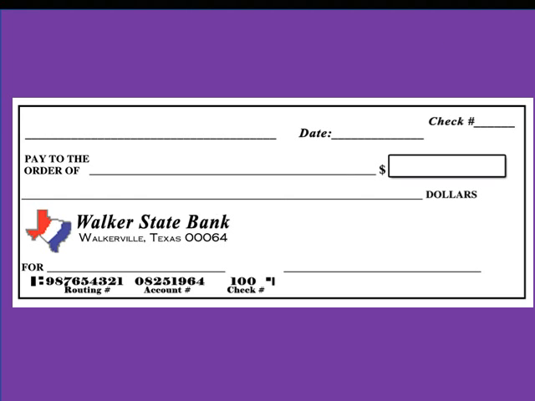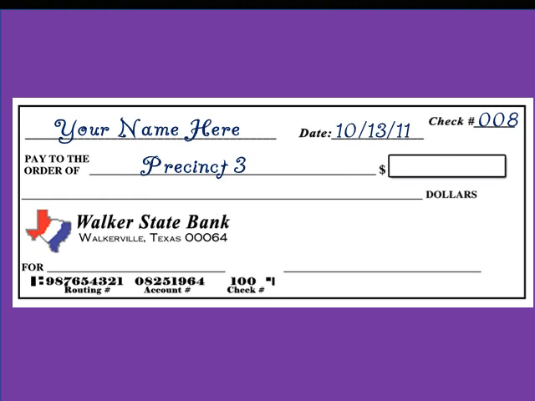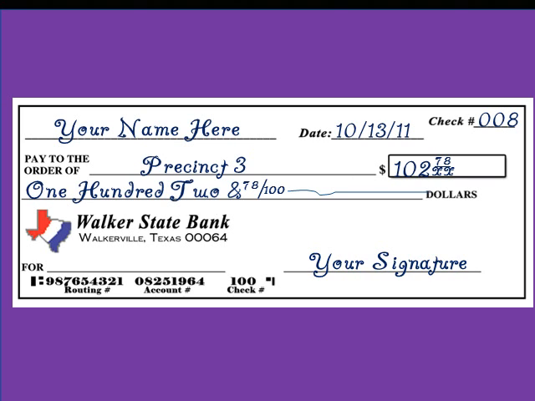Now let's write the check for our speeding ticket. Make sure you put your name, check number 008, your date, October 13th, 2011, Pay to the order of Precinct 3. It's for $102.78. Then you'll write your amount out, 102.78, over your 100 fraction. Draw your line. Write your signature to validate, and then in the notation, we might want to put speeding ticket.